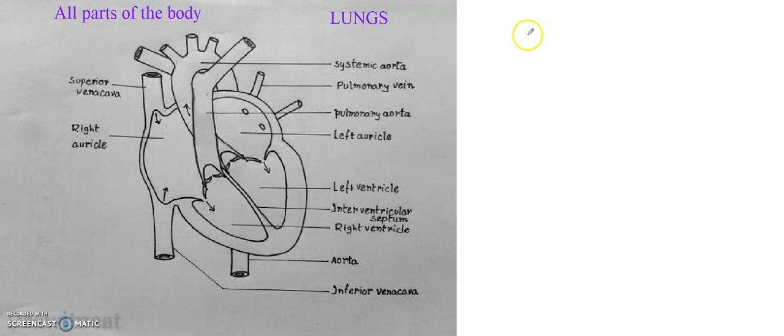In the previous classes, we have studied about the structure of the heart and its function. So, in today's class, we are going to study in detail about the blood flow in the heart.